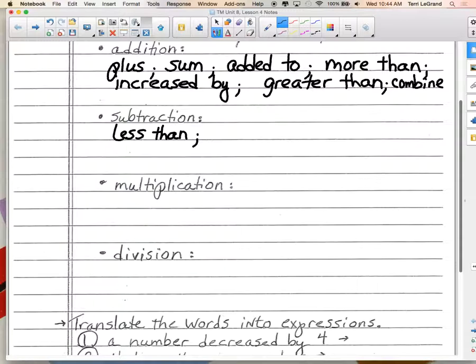Okay. Sammy? Minus. Minus. Yeah, that's a really common one. Danny? Take away.